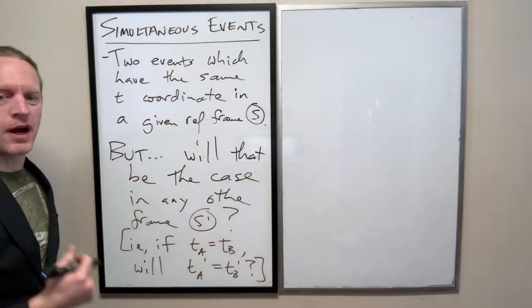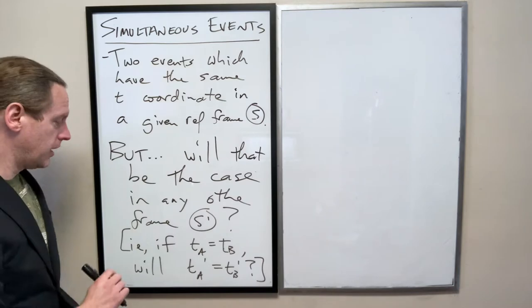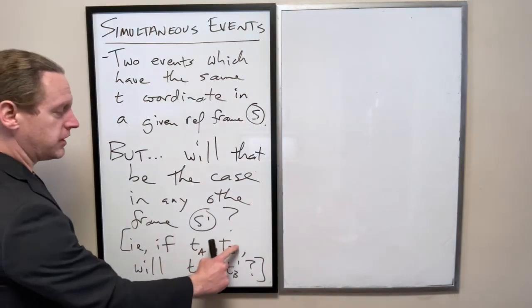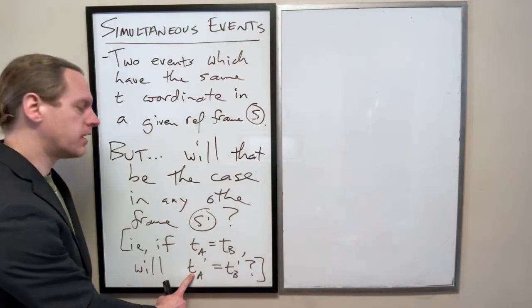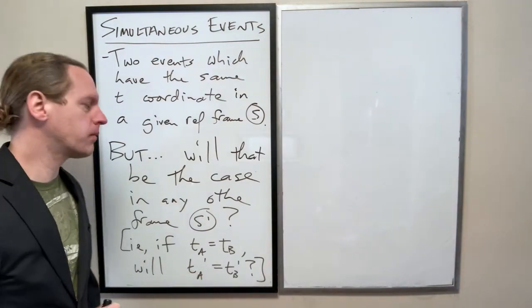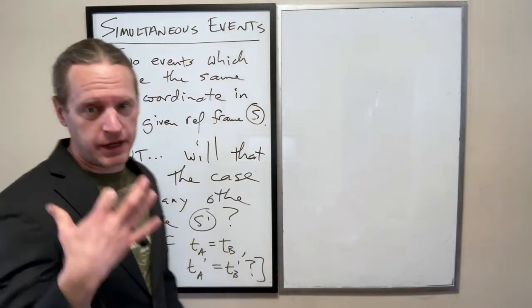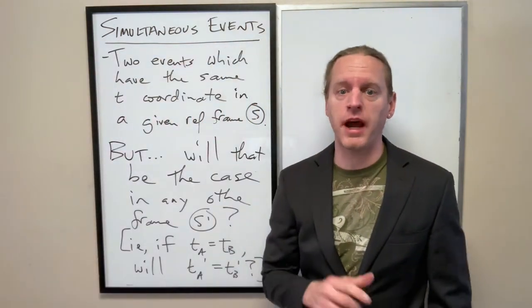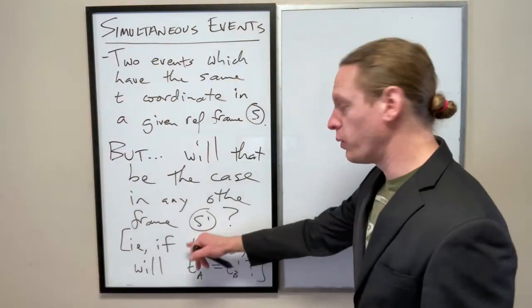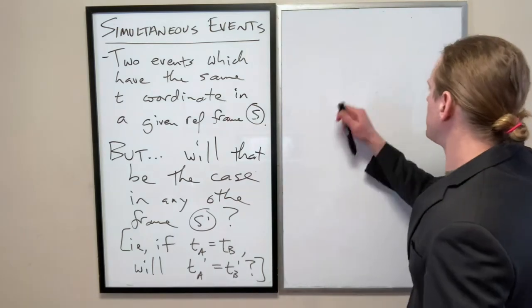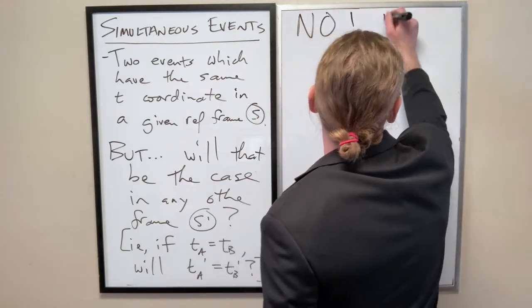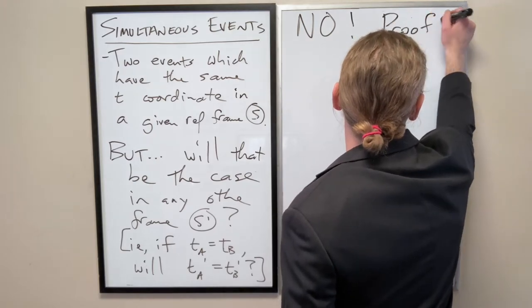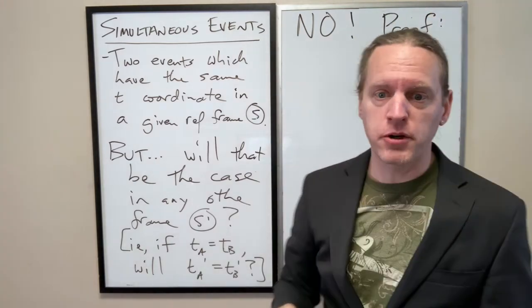Okay, so I've restated the problem a little more technically. If TA equals TB, will TA prime therefore equal TB prime? And again, like I said, the definitive answer is absolutely no. And we'll see why that is true. We'll do a semi-mathematical proof here.